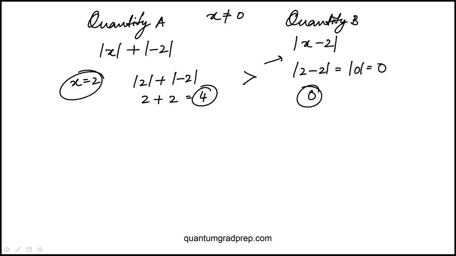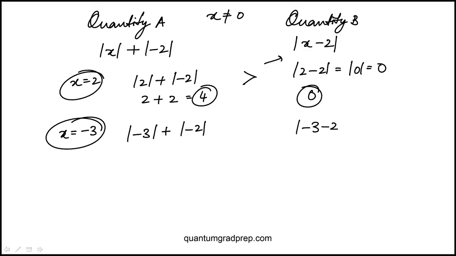Now if I choose x to be a negative number, say minus 3. In this case, quantity A would be absolute value of minus 3 plus absolute value of minus 2, which becomes 3 plus 2, which is 5. And quantity B is minus 3 minus 2, which becomes absolute value of minus 5, which is 5. So here, both of these quantities are equal.